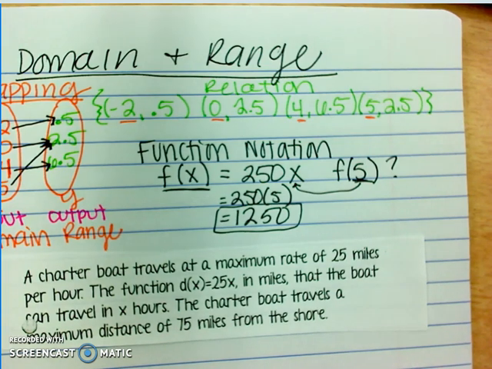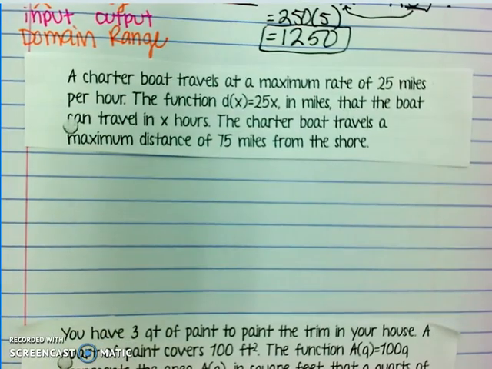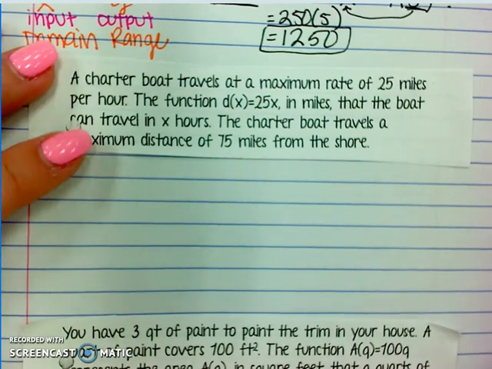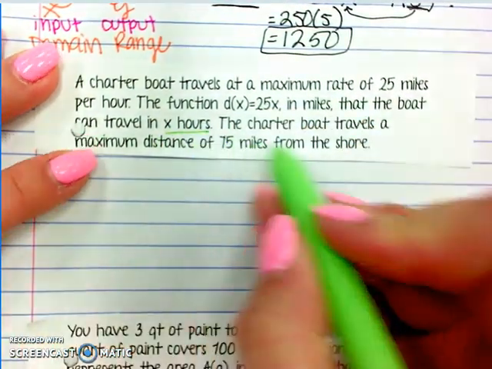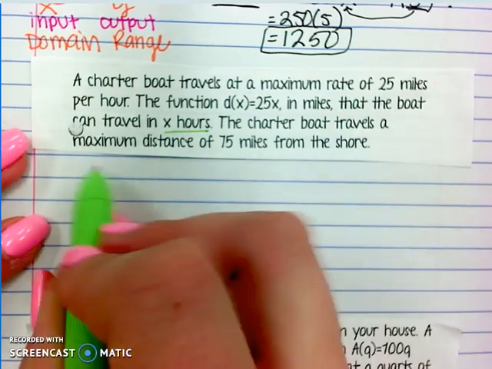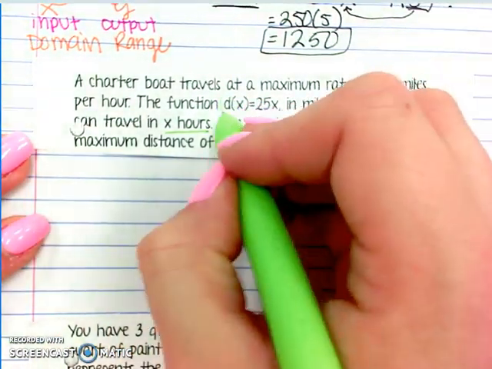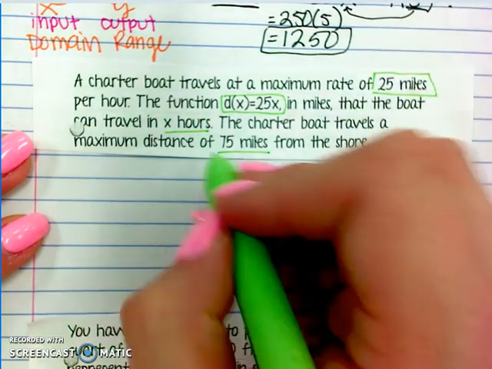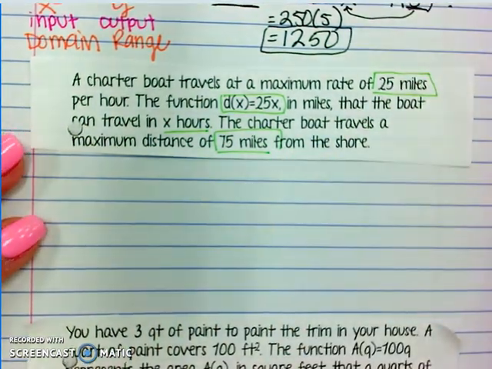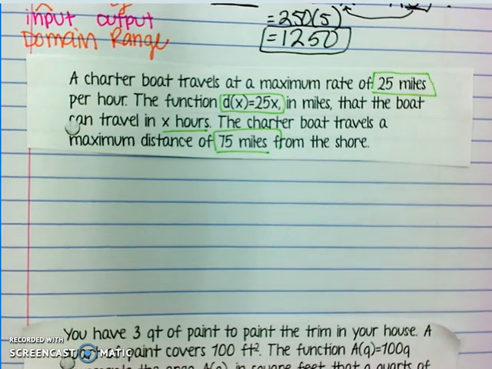All right, now looking at reasonable domains and ranges, we're going to look at word problems. A charter boat travels at a maximum rate of 25 miles per hour. The function d of x is 25x, in miles, d meaning distance, that the boat travels in x hours. Okay, the charter boat can travel a maximum distance of 75 miles. Okay, getting our key information there. Now I'm looking for a reasonable domain and range.